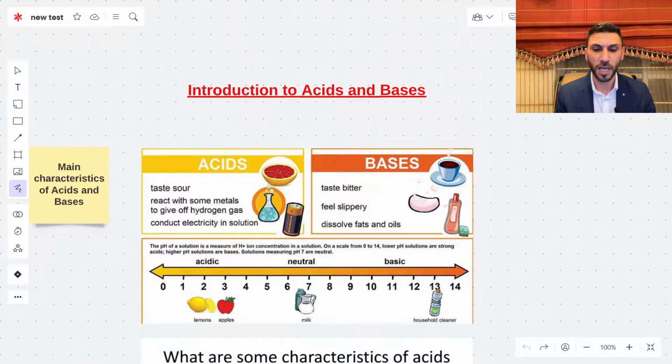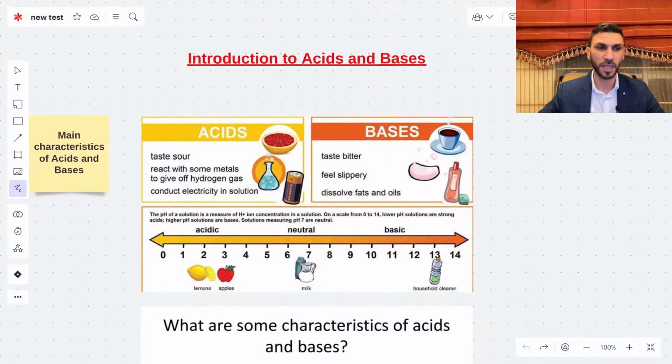Basically, this section is very important. It comes up a lot in the exams, especially for grade 12 and grade 11 as well. Also, it's very important for the MSAT and the SAT. So let's get started. Introduction to acids and bases.